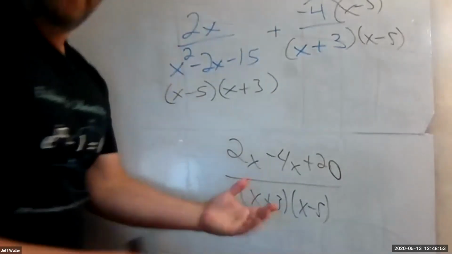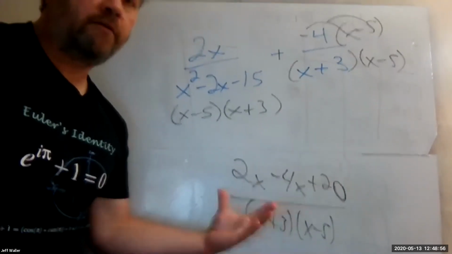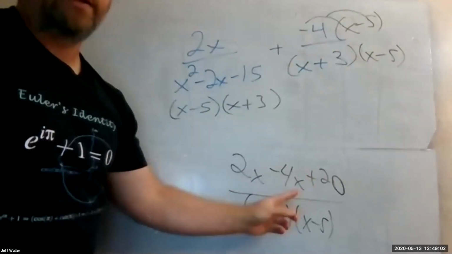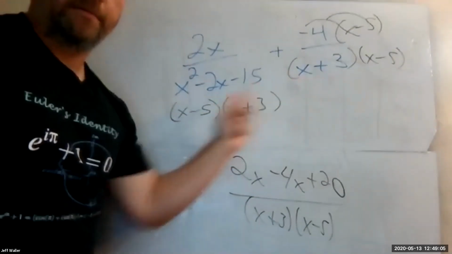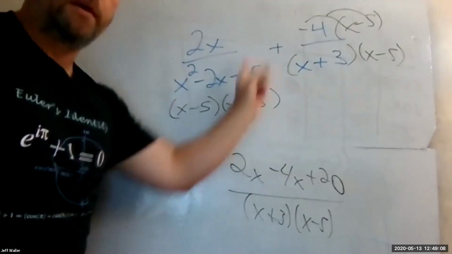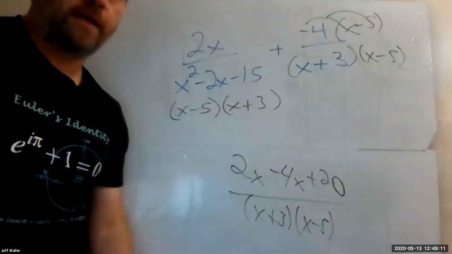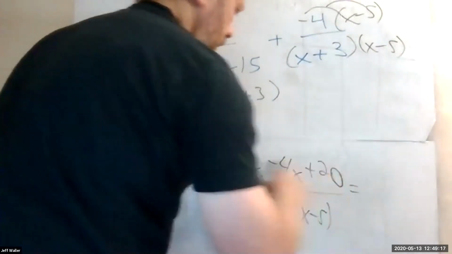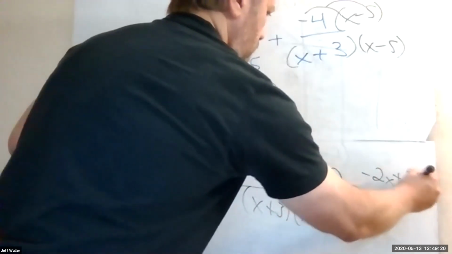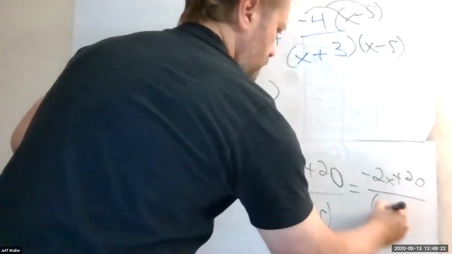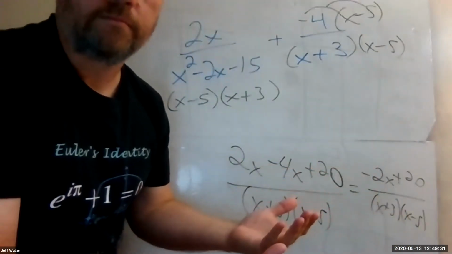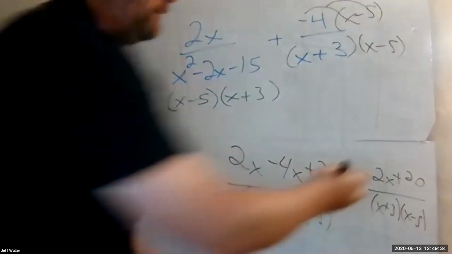Any questions? Do you guys see where everything came from? There's the 2x. There's the negative 4x plus 20. And over the common denominator, right? So since I made the denominators the same, I'm allowed to combine the tops. That's the idea. And of course, now if I finish combining these, I'll get negative 2x plus 20 all over x plus 3, x minus 5. And if I did take a negative 2 out, this would be a negative 10. So I'm not going to do it. I can see that it won't reduce. So I can just stop right there.